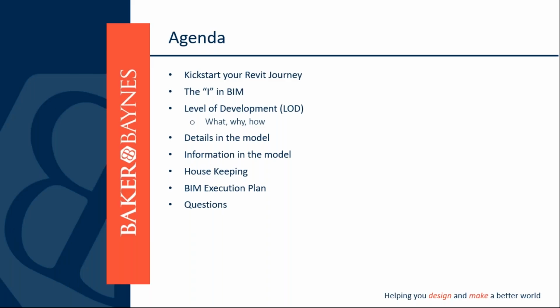So just to give you a quick run through of the agenda, I'm going to just run through our previous webinar of the series titled Kickstart Your Revit Journey. And then I'm just going to do a bit of an introduction talking about the I in BIM and how that then will relate to why the level of development is important, understanding what it is, why we use it and how we use it. Then I will move into talking about details that would be typically included in your model, information that is included in your model, and how you can use those things to enhance the value of your model, as well as housekeeping. And then I'm just going to wrap it all up, talking a little bit about the BIM execution plan. And before ending the webinar, I will just open up for some questions.